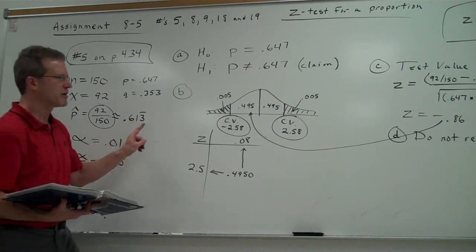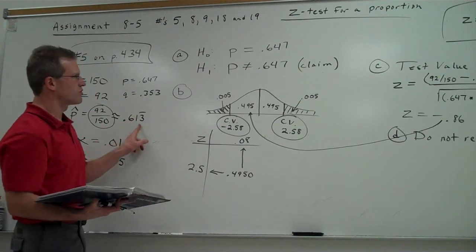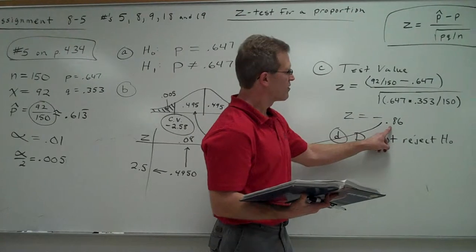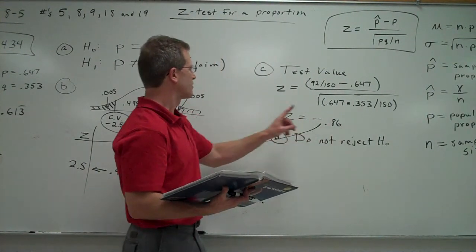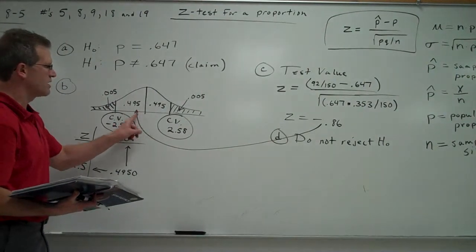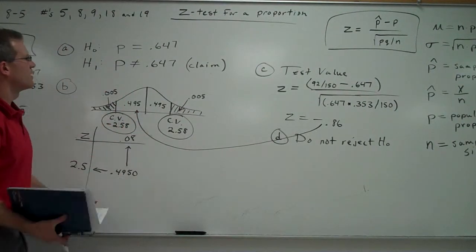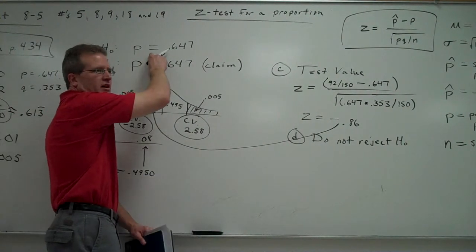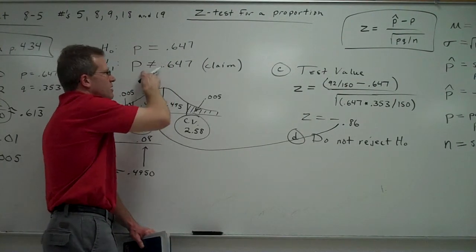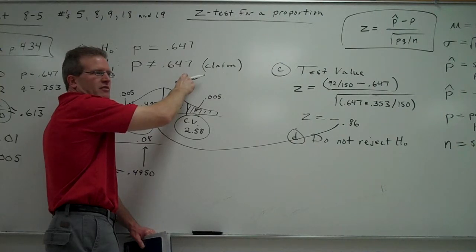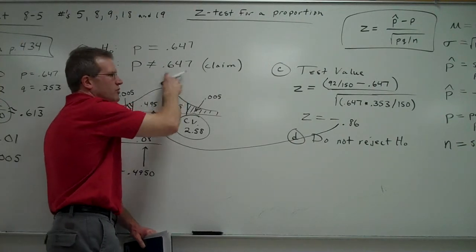Because 0.613 is only 0.86 of a standard error below the mean, it's close enough to the mean that we can't reject the null. If we can't reject the null, that means we think the null is probably true. We're not proving anything, but we think this is probably true. So what's that mean about our claim down here? Not enough evidence to support it, right?